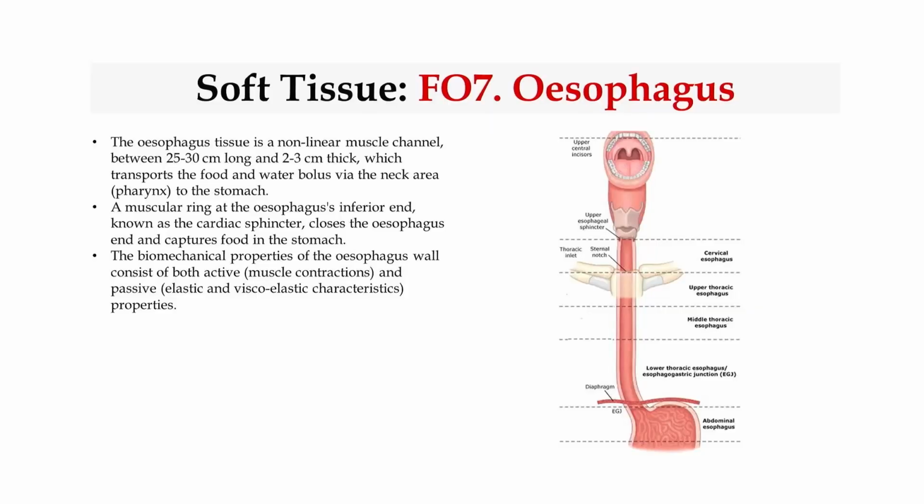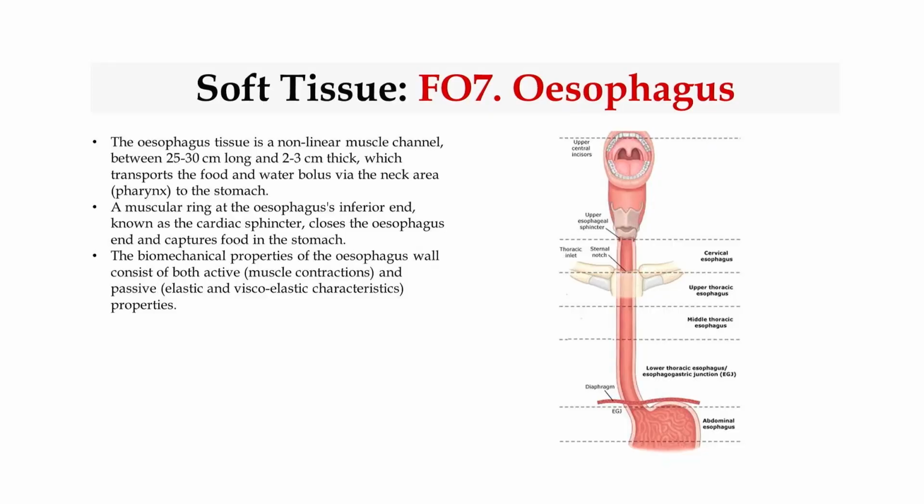So the next soft tissue we are going to talk about is the esophagus. The esophagus extends from the mouth to the stomach. It's a tissue which is highly nonlinear and is typically a muscle channel. It has a length of approximately 25 to 30 centimeters and is 2 to 3 centimeters thick, right? Its primary function is transporting the food and water bolus via the neck area, which is known as the pharynx, to the stomach, right? So this is a fairly extended system from here to here, right?